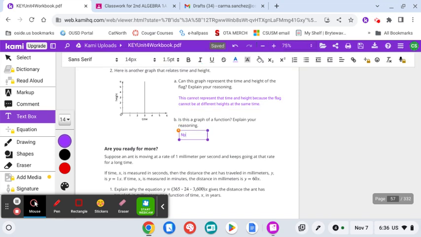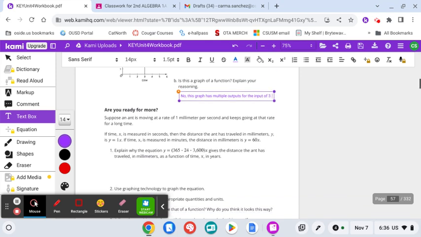Is this the graph of a function? No. This graph has multiple outputs for the input of 3. So this is not a function.